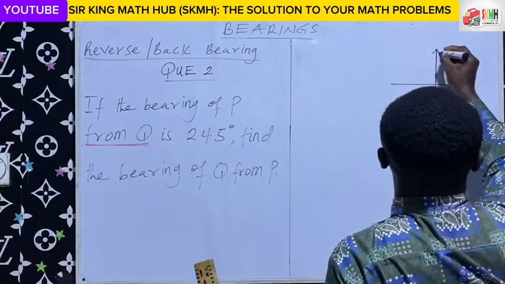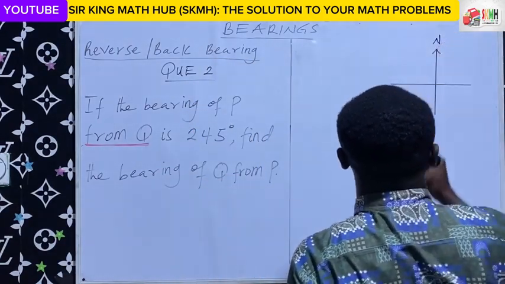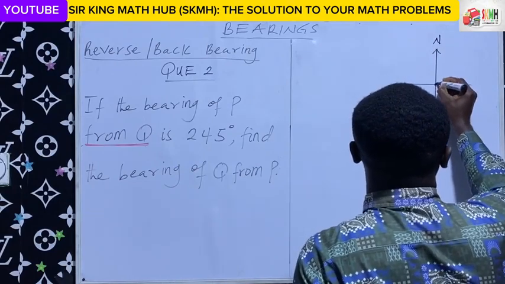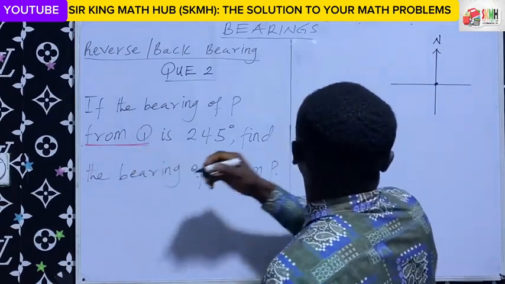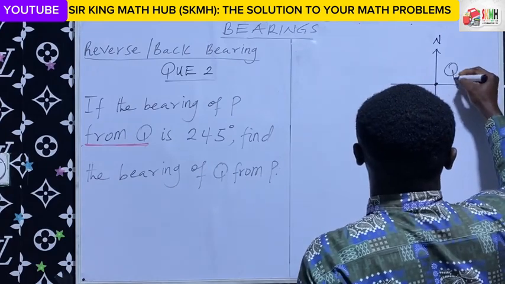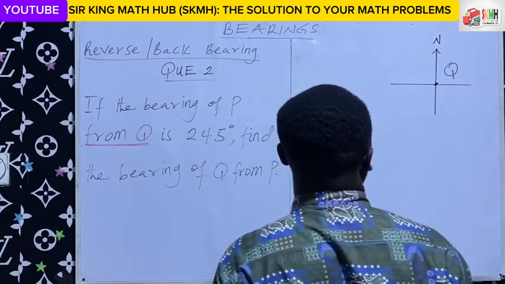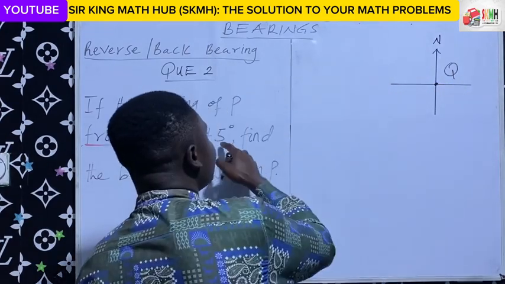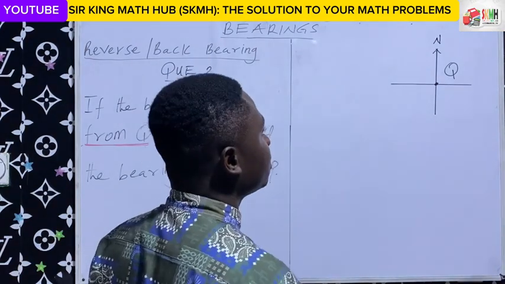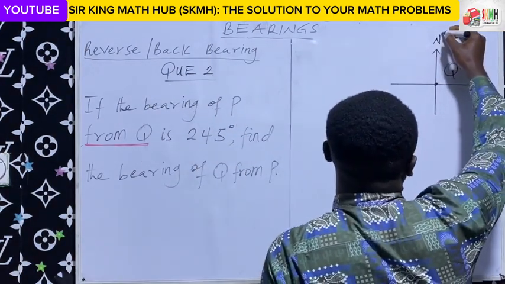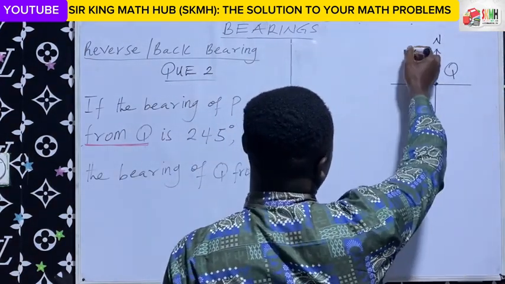So this will be our geographical north. And what point should be here? From Q. So this point here is Q. How do we measure 245 degrees? From the geographical north, we have to move in the clockwise direction.